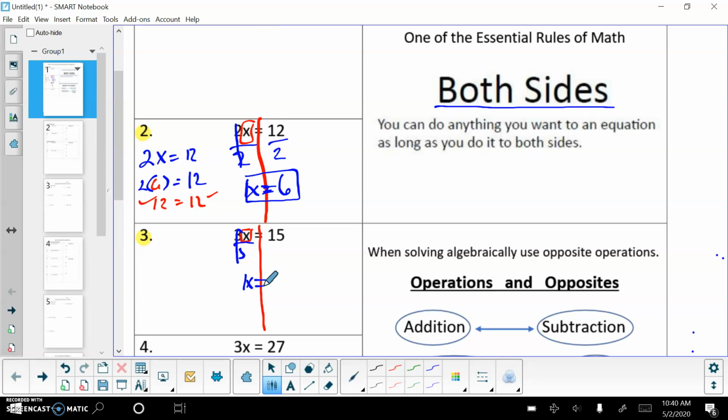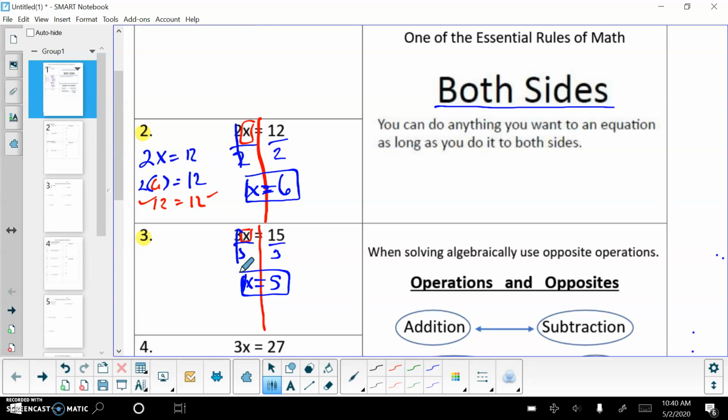So now my x is by itself, but I have to do the same thing to both sides, so I have to divide the other side by a 3. And 15 divided by 3 is 5. And remember, we don't have to put a 1x because x is the same as 1x. So now that I know what 1x is, that can just become part of my box. And I can say x is equal to 5.